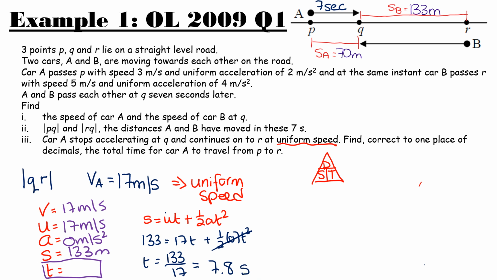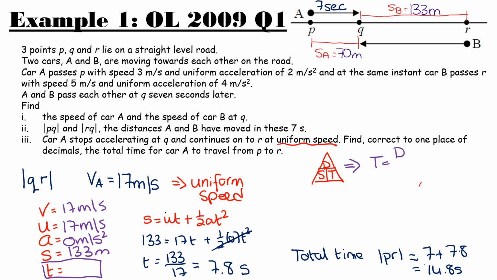And then our total time, because that's what they asked, to get from P to R, is going to be the 7 seconds plus the 7.8 we've just worked out, which is 14.8 seconds. Now, I just want to show you what would happen if we use the DST.